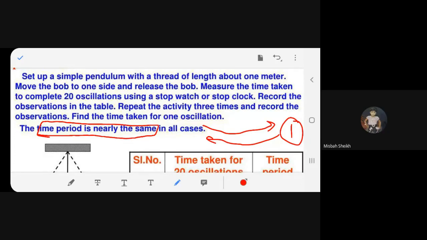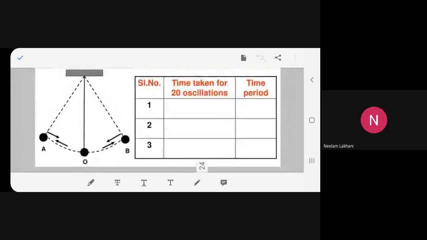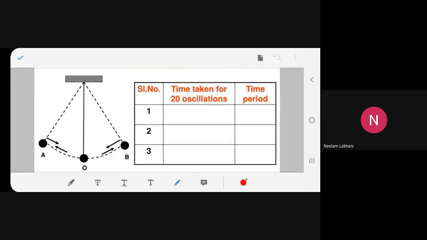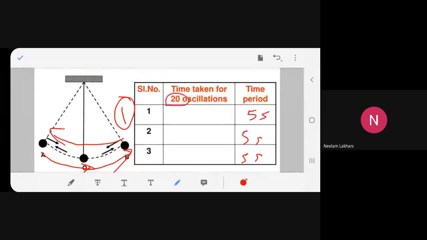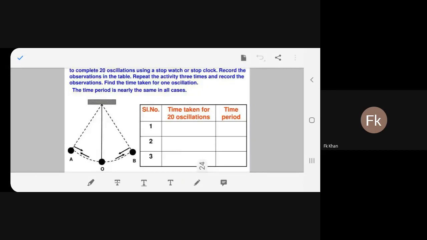No. Time period does not change. Look over here, from A to B and from B to A. You understood? This is one oscillation. First we will say, for example, we take 5 seconds. So in all you will get 5 seconds, because we are taking only 20 oscillations. It remains the same for each case.